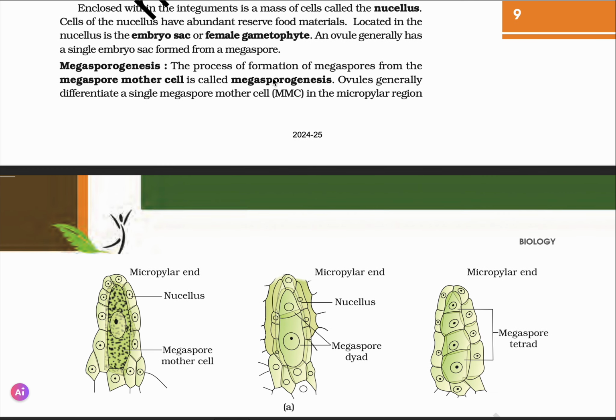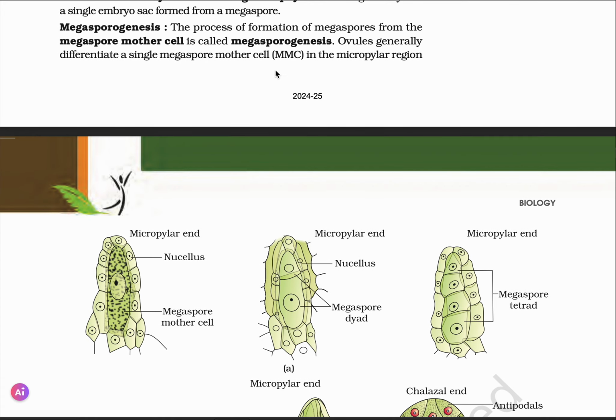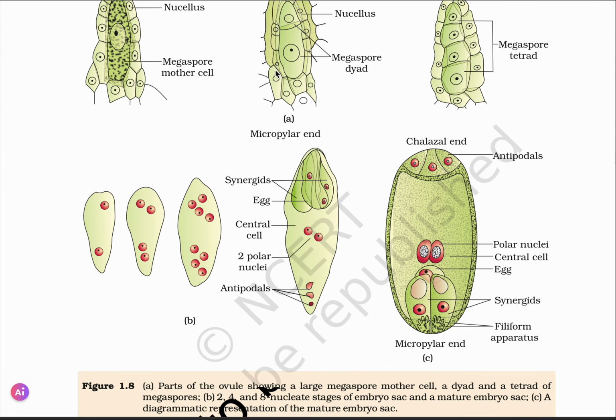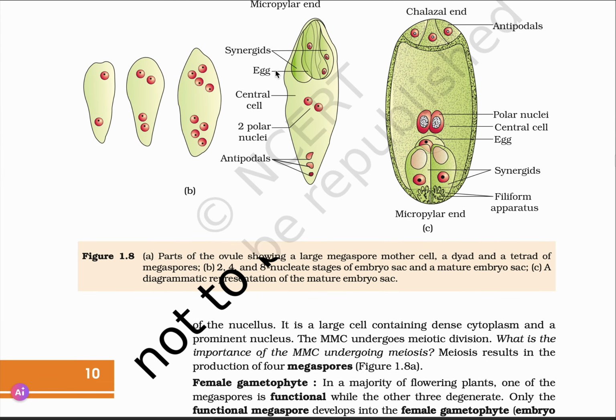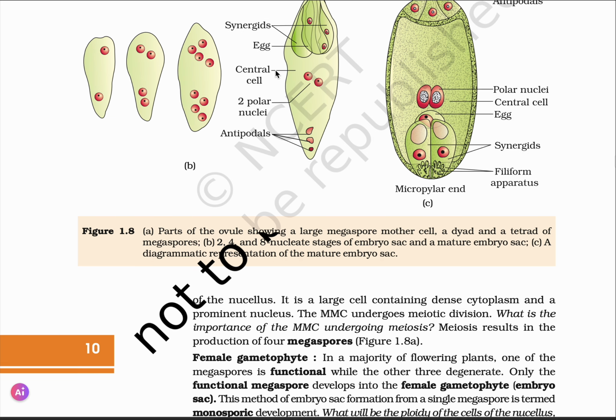So now let's go to megasporogenesis. The process of formation of megaspores from a megaspore mother cell is called megasporogenesis. And ovules generally differentiate a single MMC, which is the megaspore mother cell, in the micropylar region of the nucellus. It is a large cell containing dense cytoplasm and a prominent nucleus. The MMC undergoes meiotic division, and meiosis results in the formation of 4 megaspores.